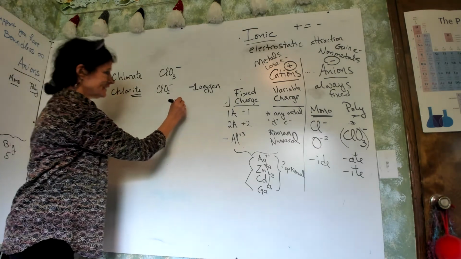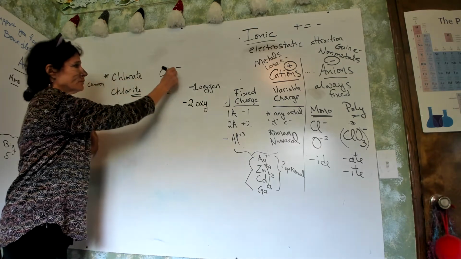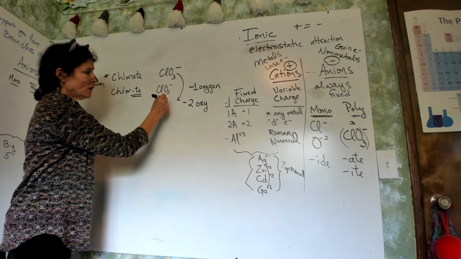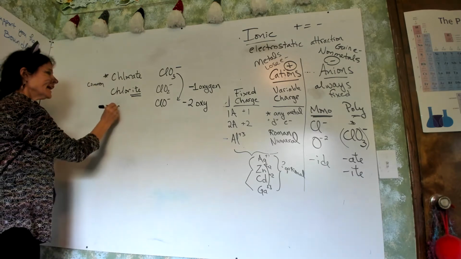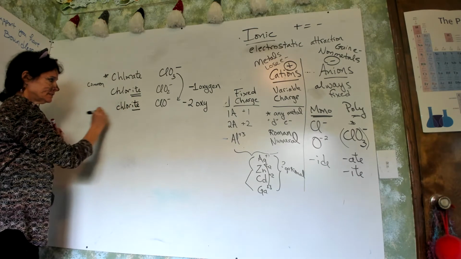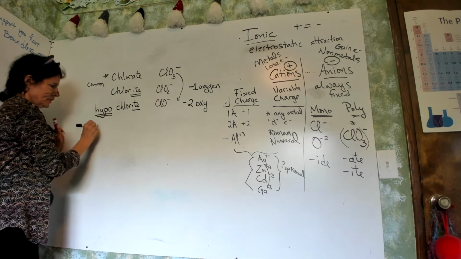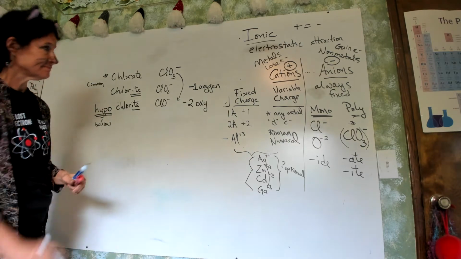You can lose another oxygen. So from where we started, you started with 3, you now have only 1. The charge stays the same. We don't show the 1. It's still chlorite. Ite means we lost 1. And then hypo means below. It means we're below chlorite.